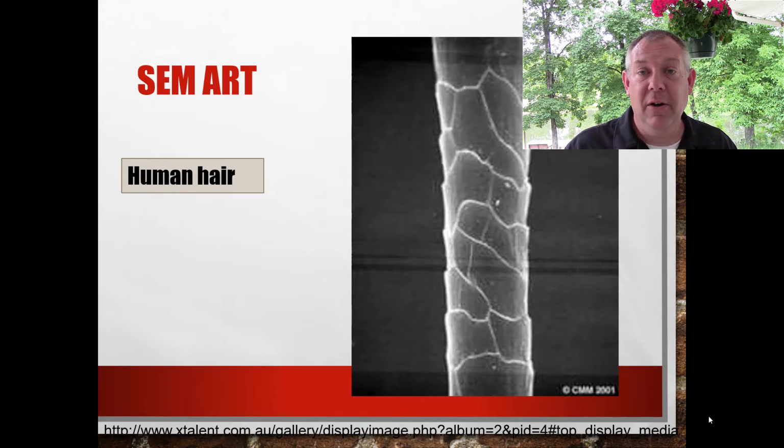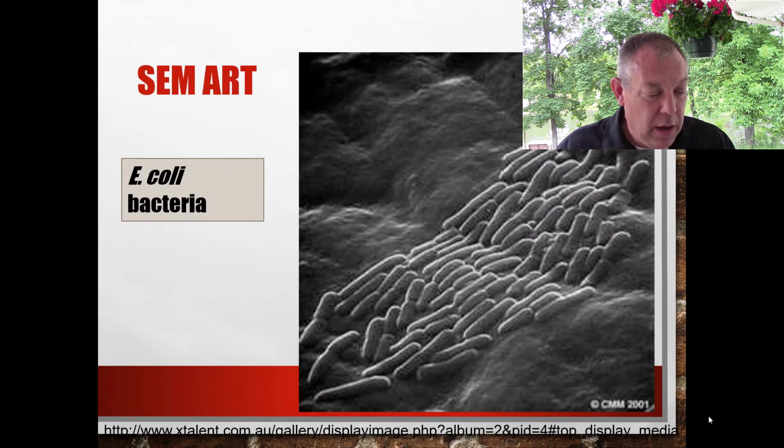This is what a human hair looks like, so this might help wrap your brain around what scale we're looking at. If you zoomed in on one of your hairs, this is what it would look like. This is a bunch of E. coli bacteria growing on a surface. Just kind of cool looking.